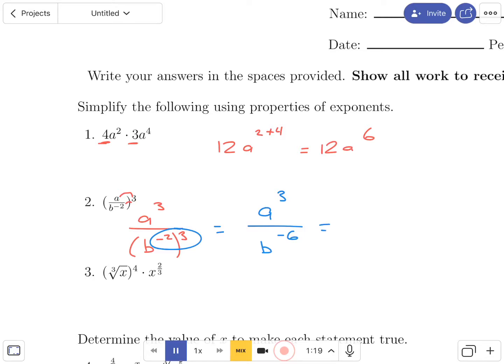Okay, and our last step here to get this in its simplest form would be to rewrite this getting rid of the negative exponent. So we can flip this and find its reciprocal, and when we find its reciprocal, the a to the 3rd power is going to stay the same, but the b is going to become positive 6 because it's now technically in the numerator. Right? So we can leave this as a to the 3rd and b to the 6th, or times b to the 6th, and that's our answer.